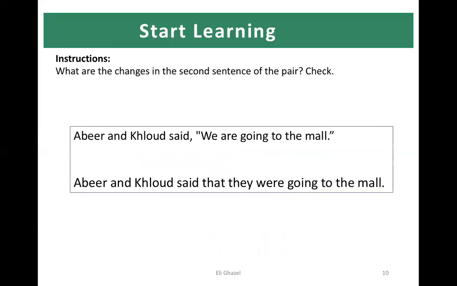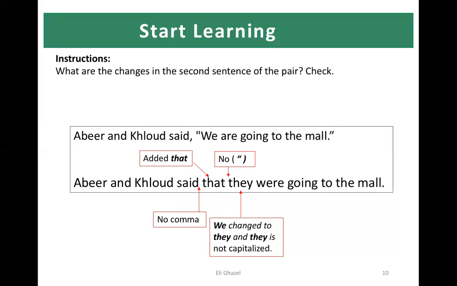What are the changes that occurred in the second pair of sentences? Abir and Khulud said, we're going to the mall. Let's see. Abir and Khulud said, okay, no comma. We added the word that, no quotation mark. We changed we to they, and they is not capitalized. The are has been changed to were, and there are no quotation marks. Please avoid trying to give the rules now. What we are doing, we are priming the brain.